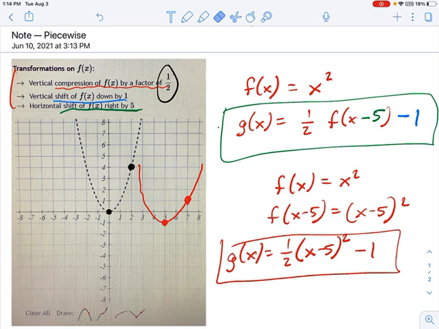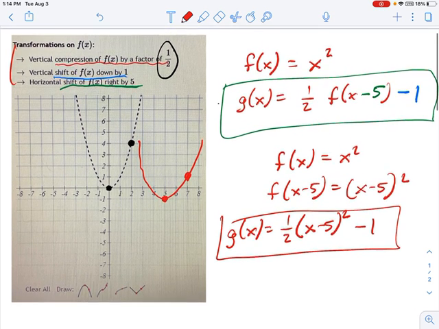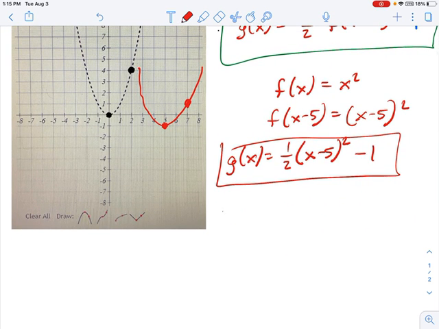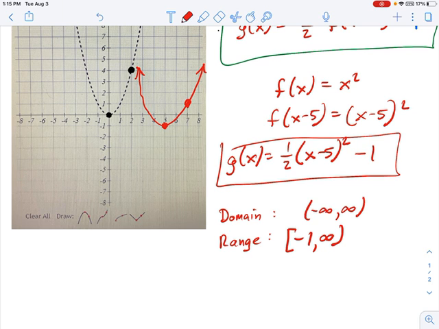Now, one more thing. Let's talk about domain and range. This should be pretty quick. Domain, if you think about all the x values that are allowed, it's everything, right? This thing is just going up into infinity, and that's going to be all the x values to the left, all the x values to the right. So this is just -infinity to infinity, and the range is not 0 to infinity like the starting function. It's going to be -1 to infinity because the graph was shifted down.